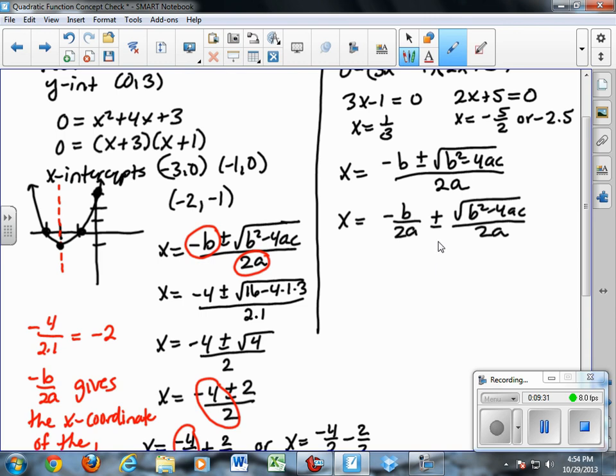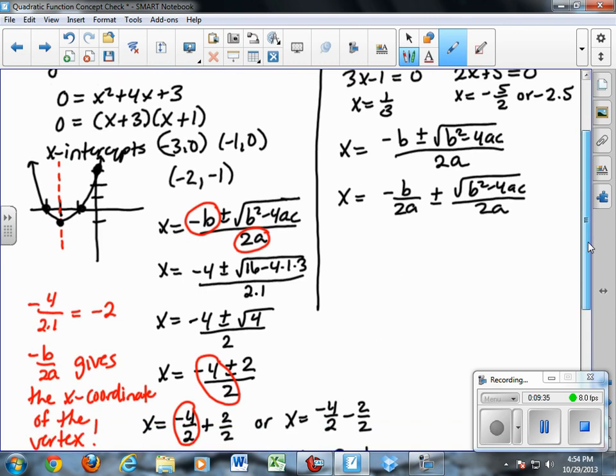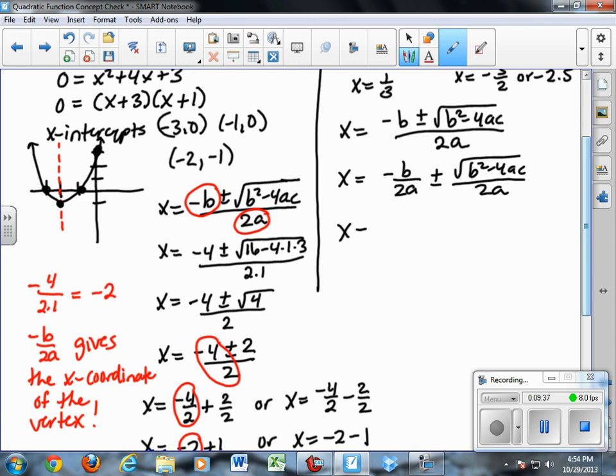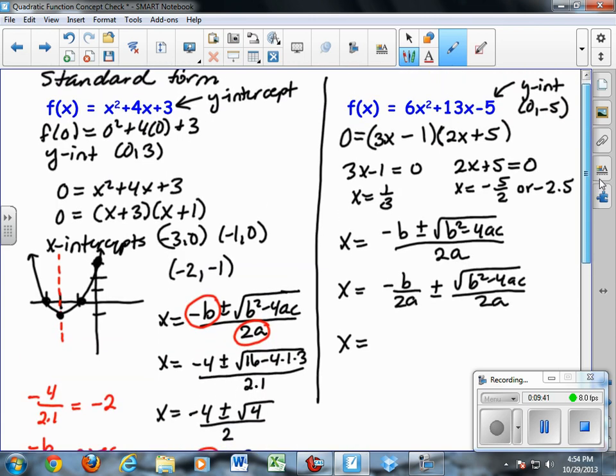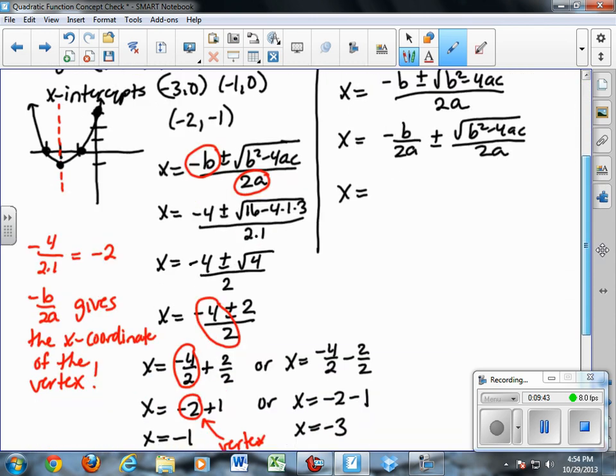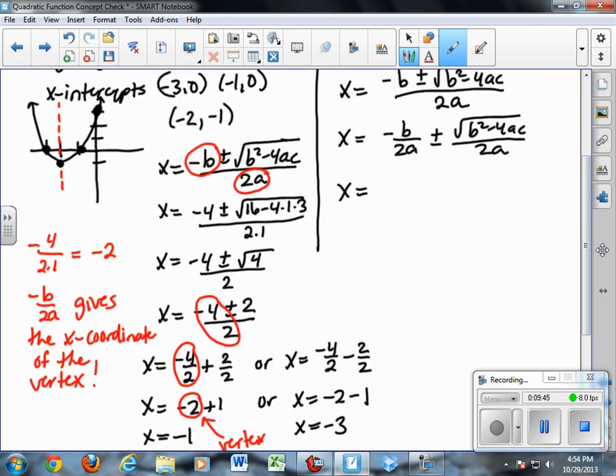If I plug in some values here for this particular function, my a is 6, my b is 13, and my c is negative 5. So this is negative 13 over 2 times 6 plus or minus the square root of 13 squared, which is 169, minus 4 times 6 times negative 5, all over 2 times 6.